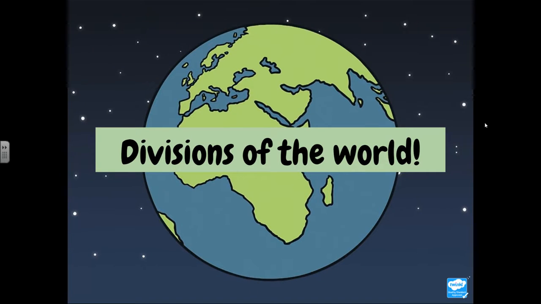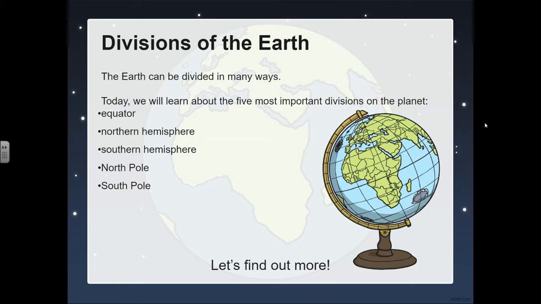Today, in this video, we're just going to go through some information about how the world has been broken up into different categories, or divisions of the world, as we've got written here. So, divisions of the Earth. The Earth can be divided in many ways. Today, we'll learn about the 5 most important divisions on the planet: the equator, Northern Hemisphere, Southern Hemisphere, North Pole, and South Pole. Now, hopefully, you would have heard of some of these, particularly the equator, but we'll learn a bit more about it now.